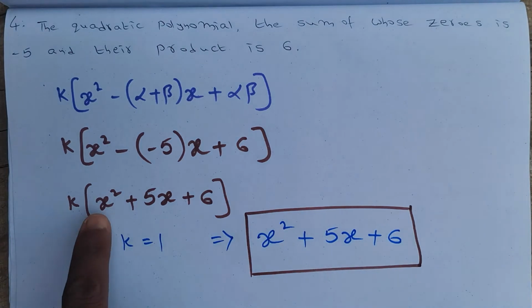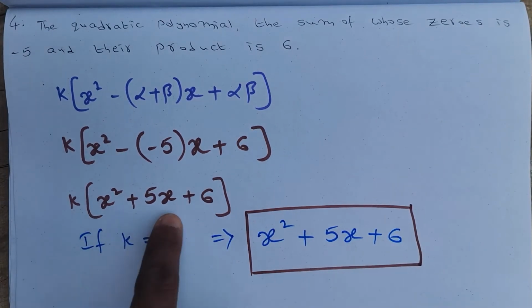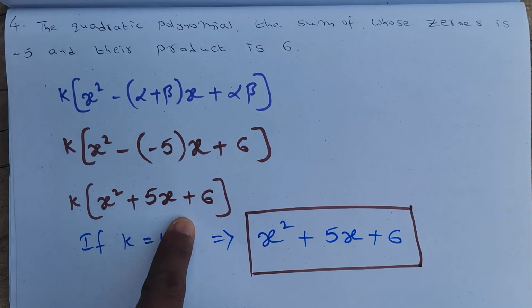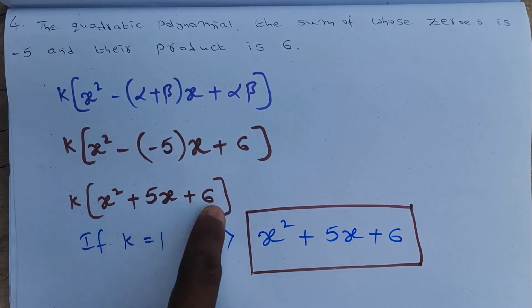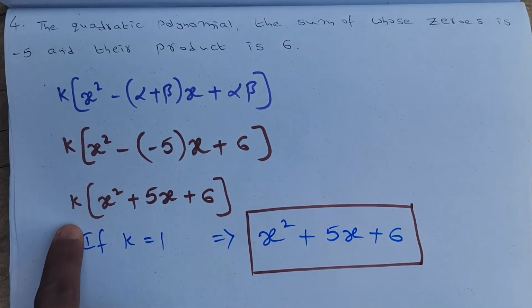In case here after simplification of the polynomial you have denominator 2, then take k value as 2. In the total denominator if you have 5, take the k value as 5.